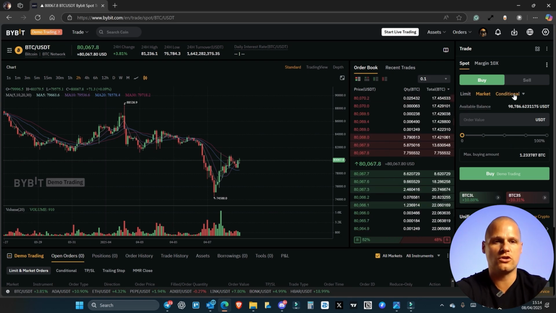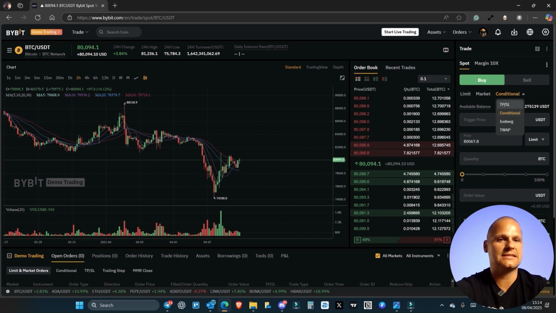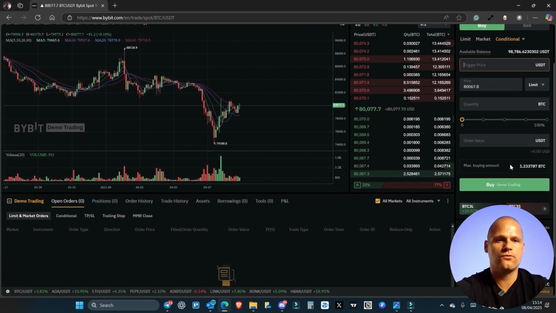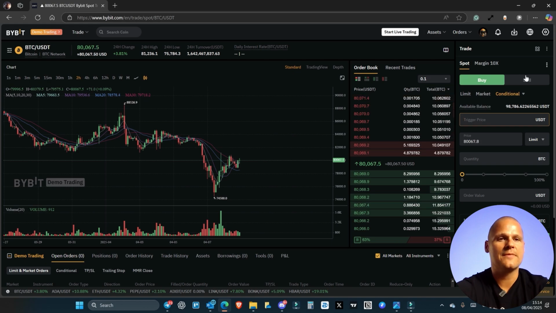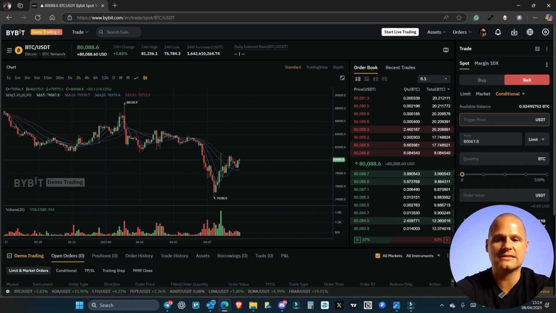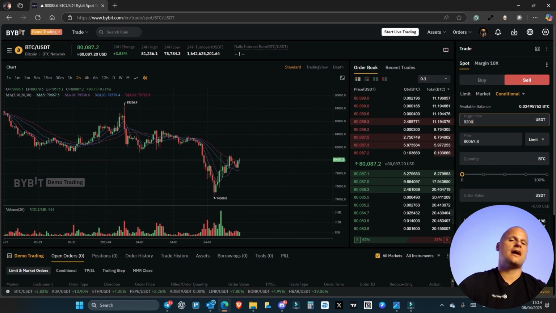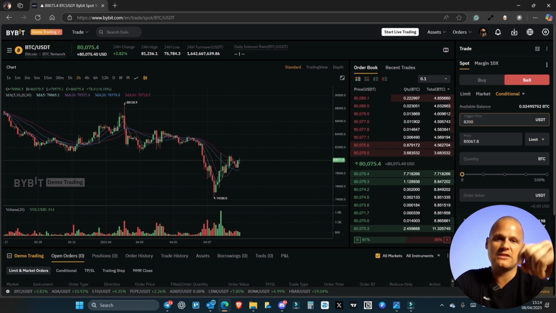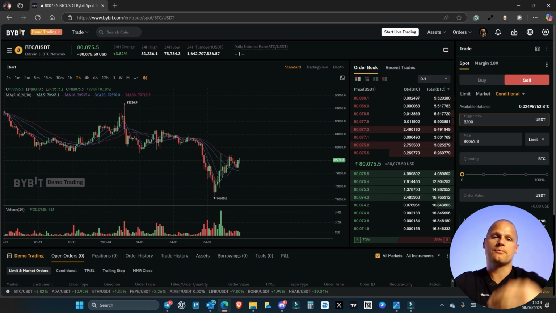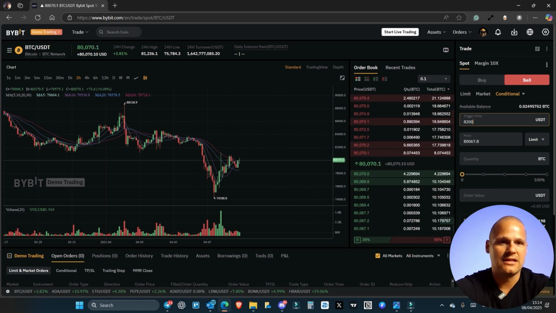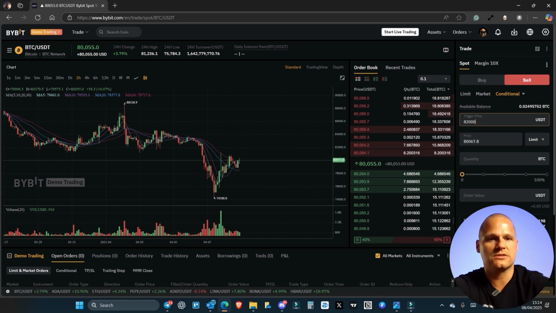So I need to switch to the conditional. And I can set up an available balance. So what's my available balance? It's this, 0.024 something of the Bitcoin. So let's say I'm going to sell the Bitcoin. Here I can see my available balance, and the trigger price will be, let's say, just for example, 82,000. So what I'm saying right now is that for this 2,000 in Bitcoin which I bought, if the price goes up, I will sell it. So the trigger price will be 82,000.